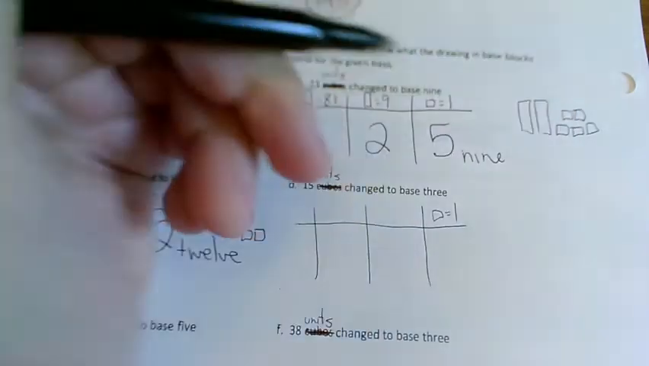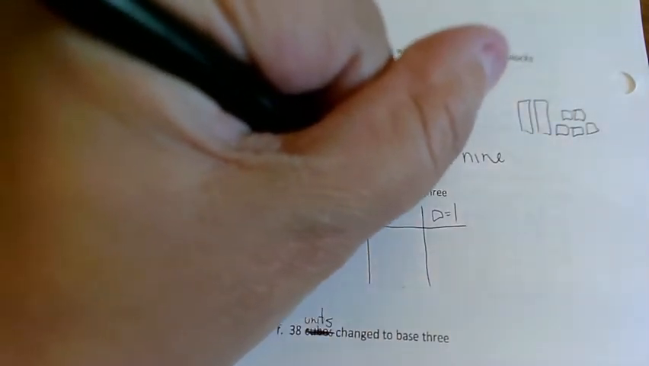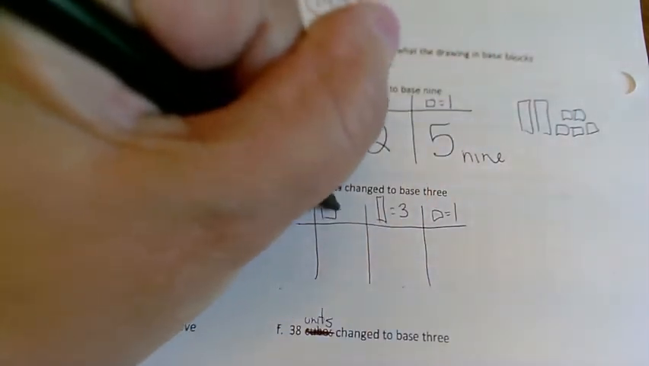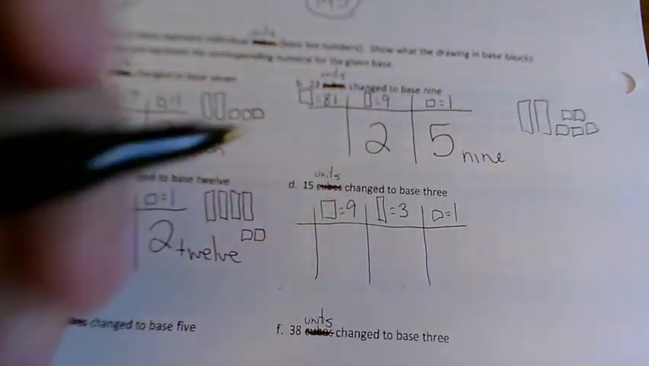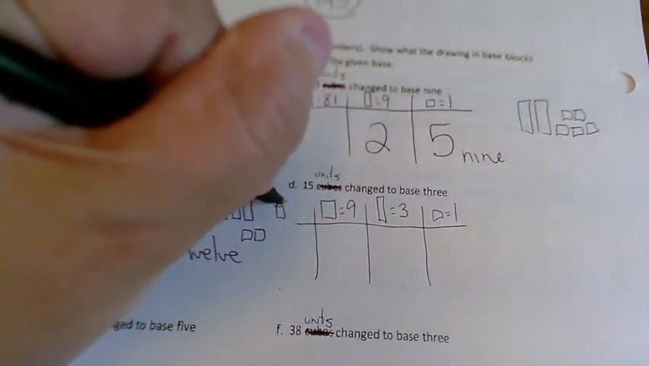Okay. So D, 15 units for base 3. So in base 3, let's see, units are worth 1, longs are worth 3, a flat would be 9, and then a cube would be 27. So we can't make a cube. How many flats could you make? You could make 1 flat.